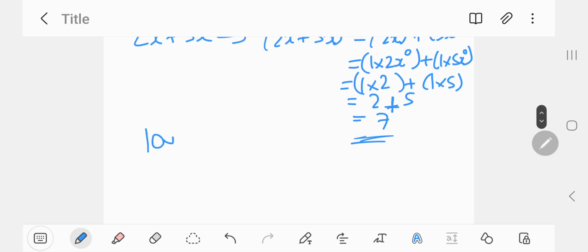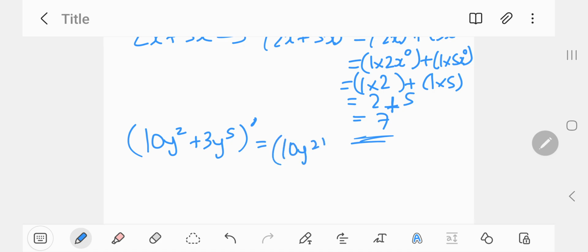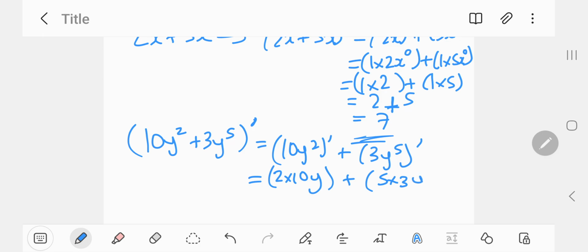Let's suppose we want to differentiate 10y squared plus 3y to the 5. So what we do is we find the derivative of each function: (10y squared)' plus (3y to the 5)'. So the constant factor rule, take the 2 down, multiply by the 10, reduce the power, you're left with that. Plus, okay, 5 times 3, y, reduce the power, you get 4. 2 times 10y, that's 20y. 5 times 3, that's 15y to the 4.